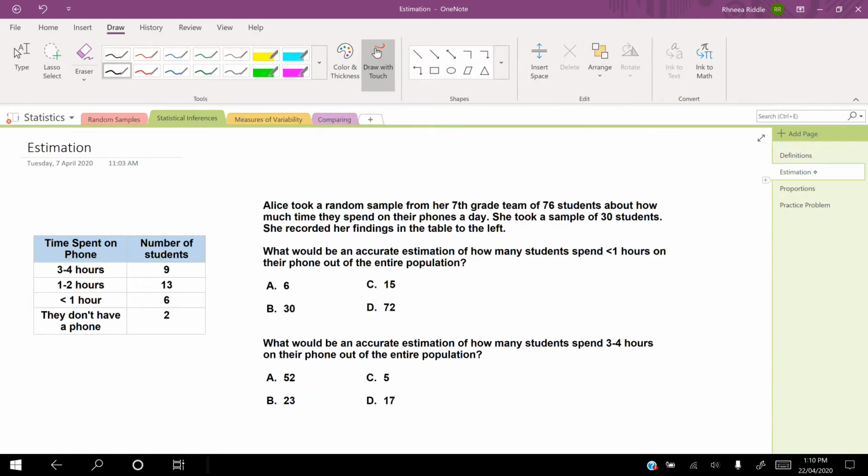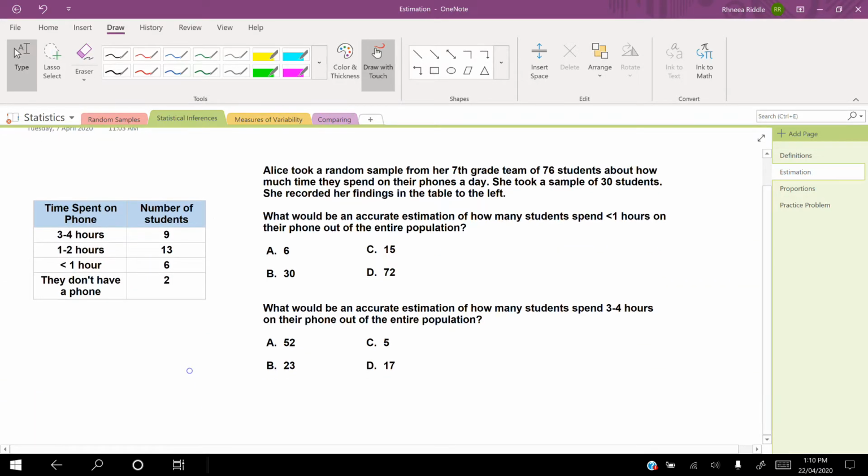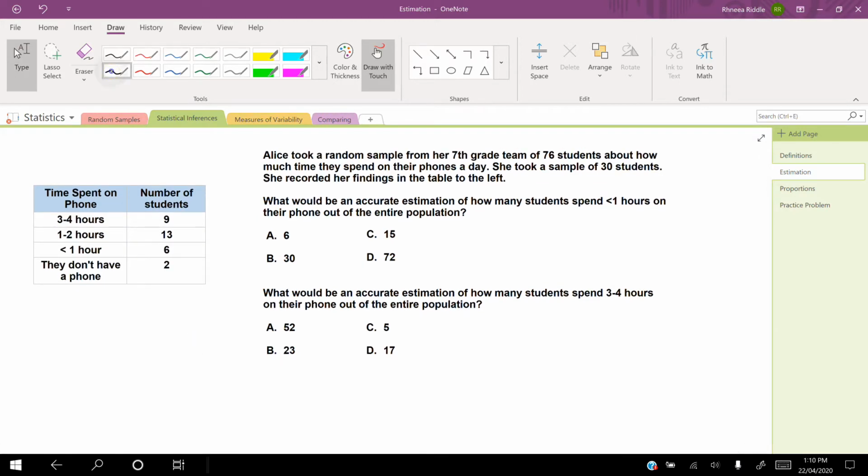So when looking at estimations, we can use our basic number sense skills to correctly make estimations of what the whole population would look like. So we're going to go over this problem here. It says Alice took a random sample from her 7th grade team of 76 students about how much time they spend on their phones a day. She took a sample of 30 students. She recorded her findings on the table to the left.